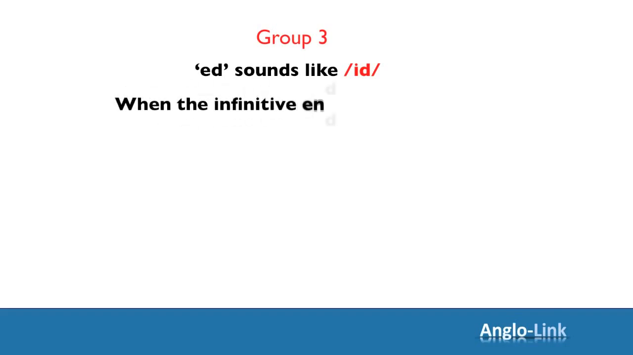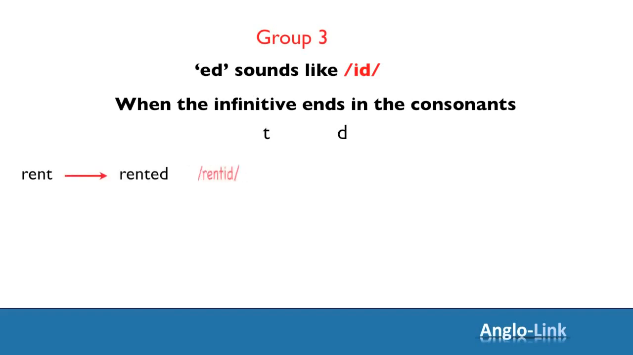Right then, moving on to group 3, when ed sounds like id. This happens when the infinitive ends in the consonants t or d. Let's look at some examples. Rent, rented.